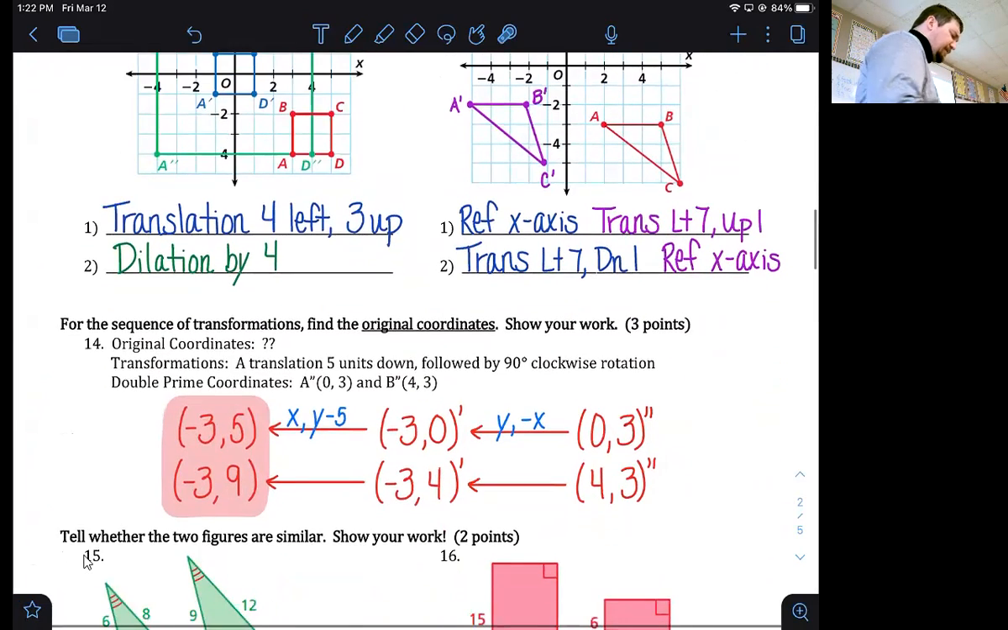Number 14, you had to find the original coordinates. And I think some of you just thought, oh, here's some coordinates. You must want me to do these two transformations. I wanted you to do them in reverse order.